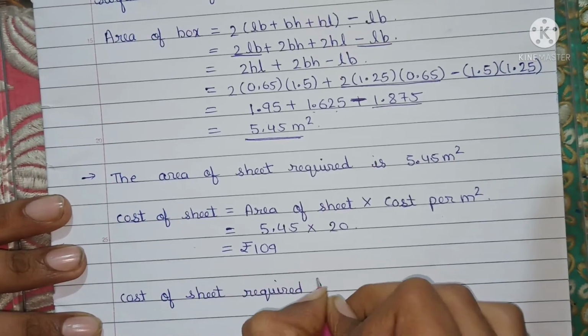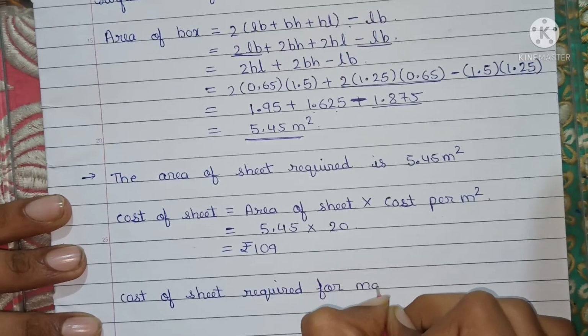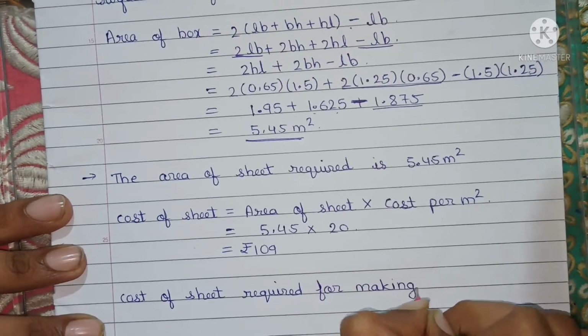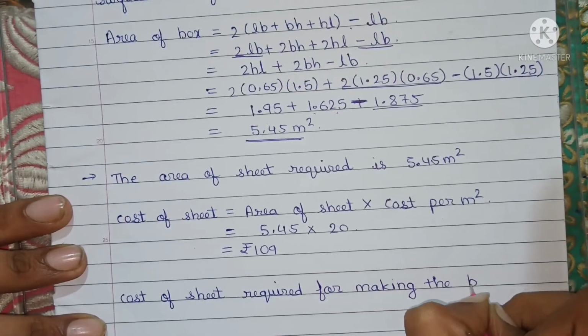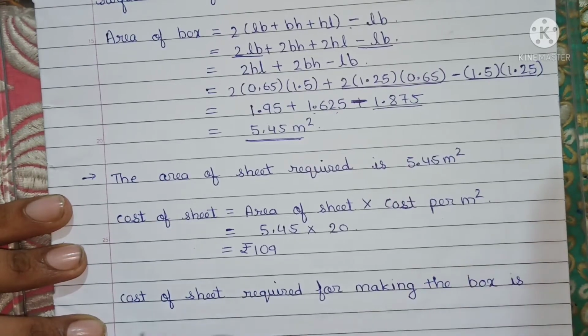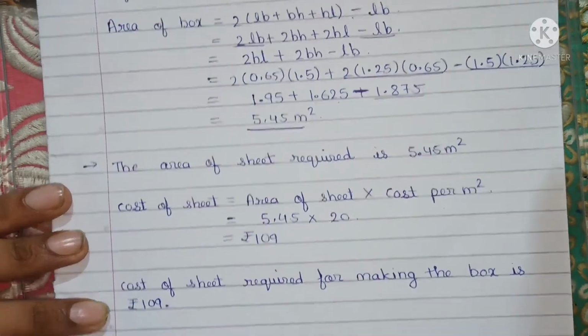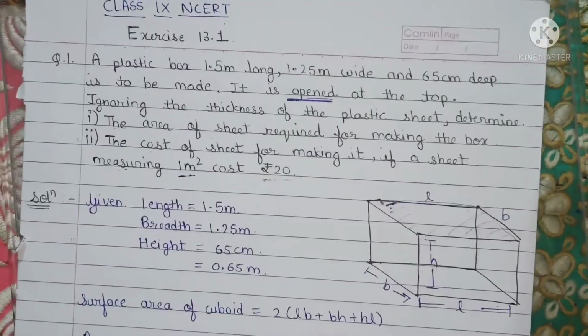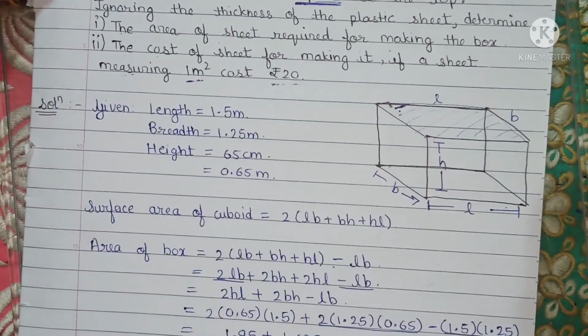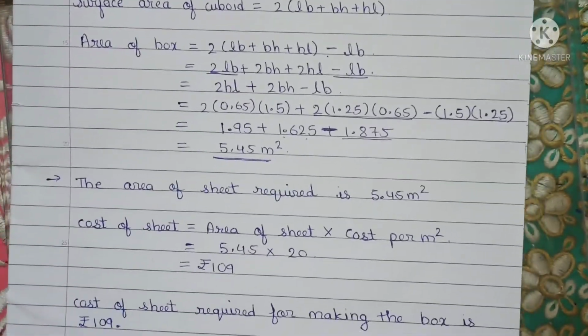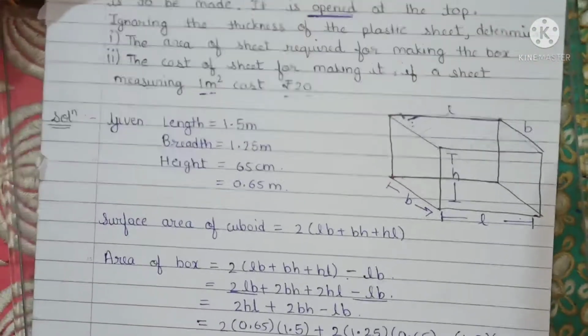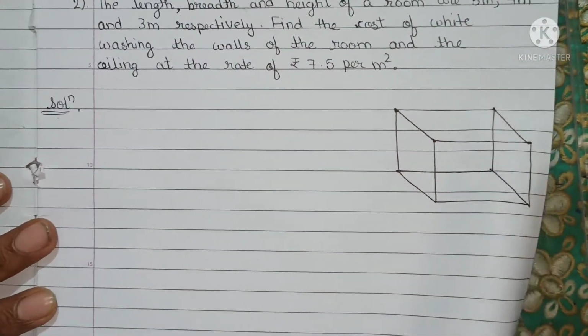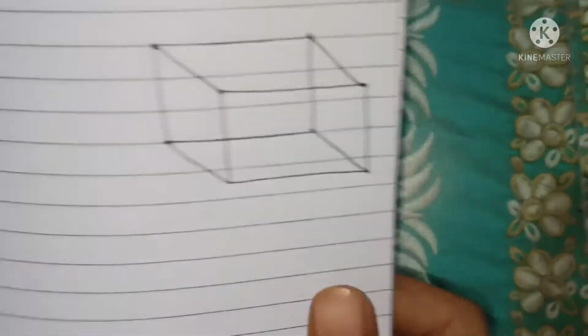So the cost of sheet required for making the box is rupees 109. So this is the solution for our first question. Now let us move on to the second question.